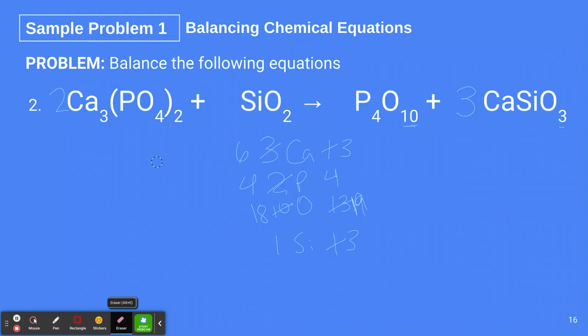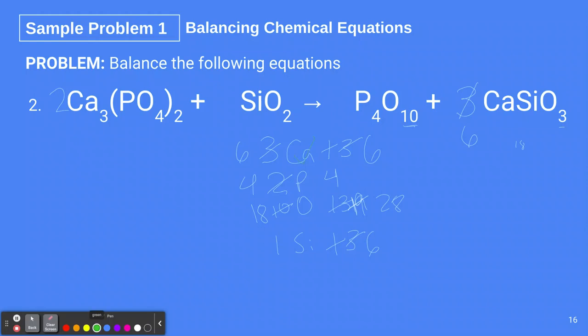All right, so now I can see that my calciums are unbalanced again. So let's go back and try to fix that. To fix that, let's change this 3 into a 6. So I now have 6 calciums, I have 6 silicons. And now I have 6 times 3 is 18. 18 plus 10 gives me 28 oxygens. All right, so now what's good? I'll put a check by it for now.